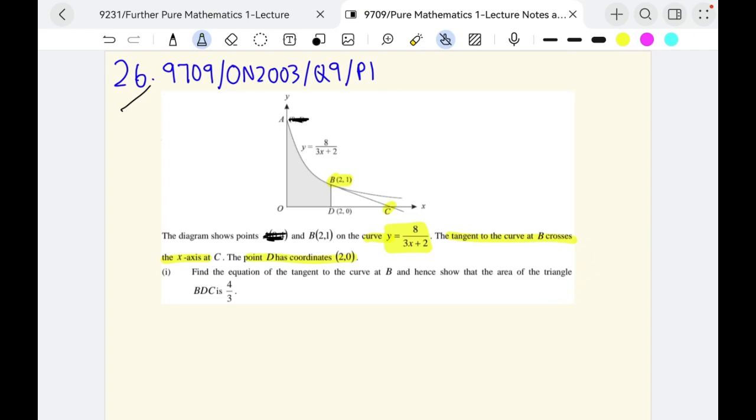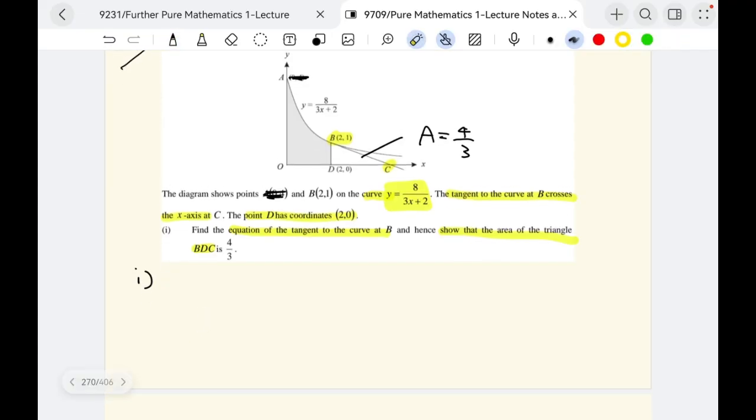So for the first part, the question wants you to find the equation of the tangent to the curve at B, the equation of this line. And hence show that the area of triangle BCD, which means this triangle, is 4 over 3. So first, let's perform the workings for the first part over here.